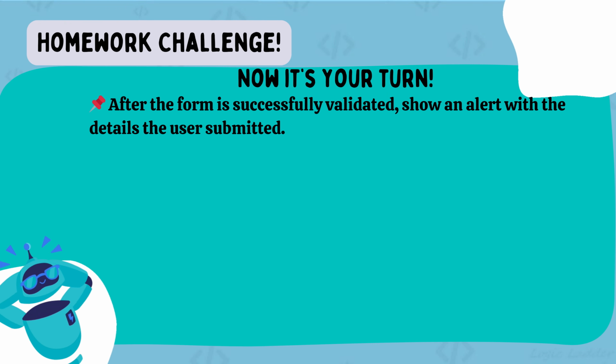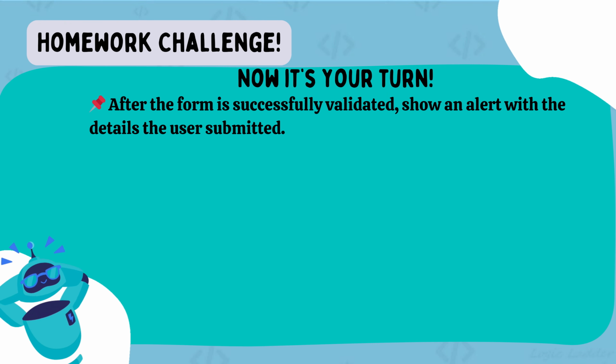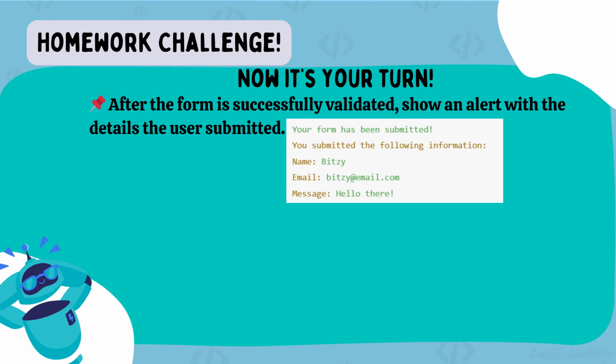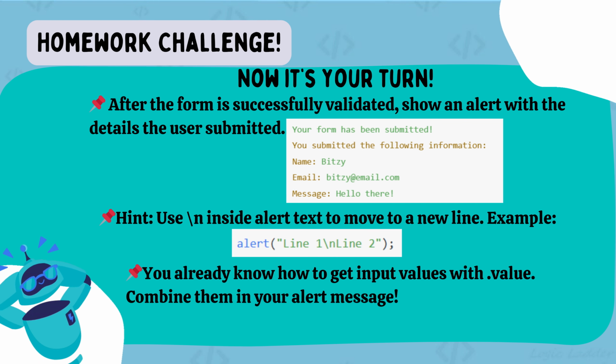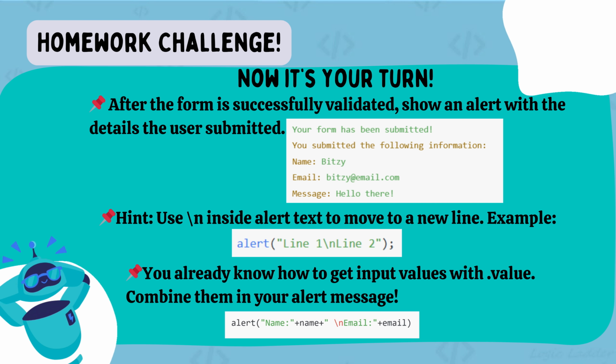Now it's your turn. As our form is successfully validated now, you need to complete the alert with the details the user submitted. You can use \n inside the alert text to move to a new line. You already know how to get input values with .value, now combine them in your alert message.